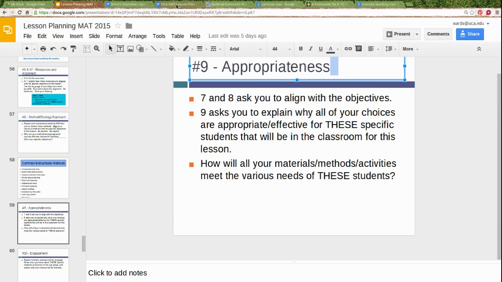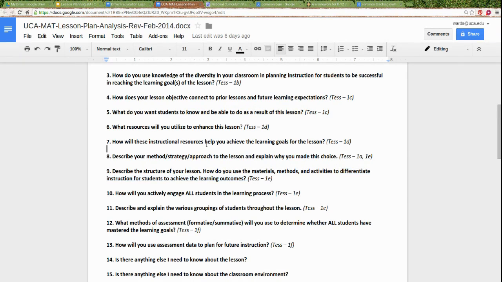You might think of it this way. Number 7 and number 8 are really about alignment. Align your resources with your goal. Align your method with your goal. Number 9 is align your materials and methods and activities with your kids. Why are you choosing these to use with these particular students? I'm going to say that again.